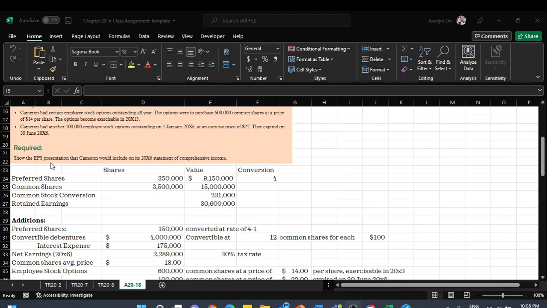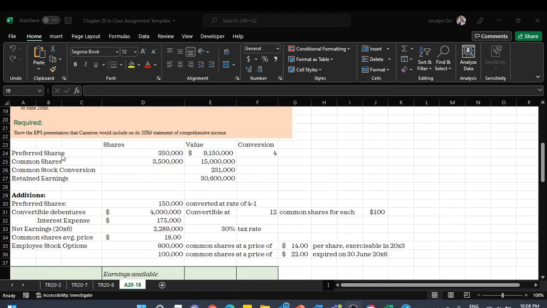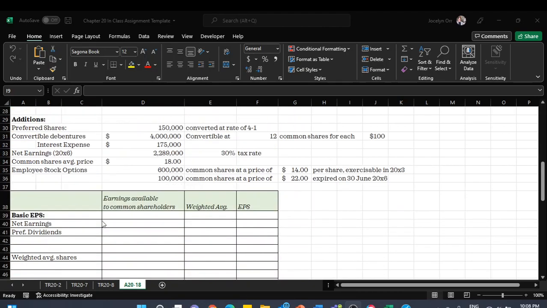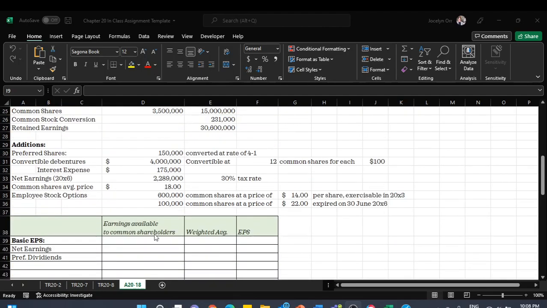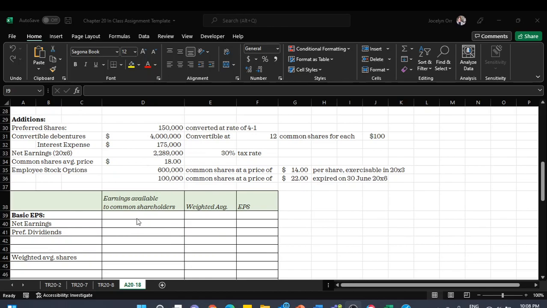So we need to do all of our EPS presentations, so showing both our basic EPS and our diluted EPS. So I've pulled, again, all of the relevant information down into our Excel sheet so that we can complete this chart using our Excel formulas. So first thing we want to start off with is our basic EPS. So we need to look at our net earnings for 20x6, which were $2,289,000.